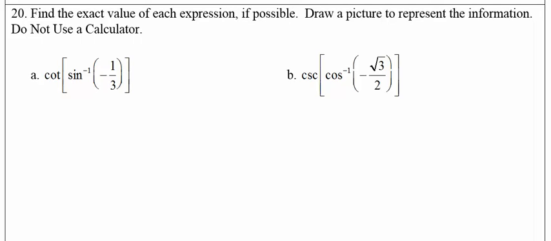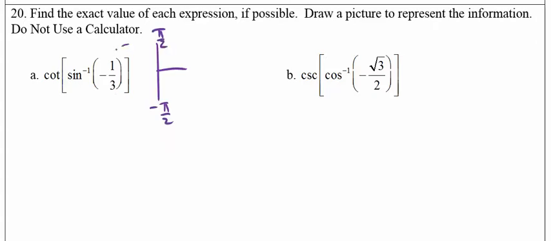All right, number 20. Let's start with part A here. The cotangent of the inverse sine of negative 1/3. Okay, you have to remember that inverse sine lives between negative pi over 2 and pi over 2. And if our answer is negative here, that means that we have to be in quadrant number 4.